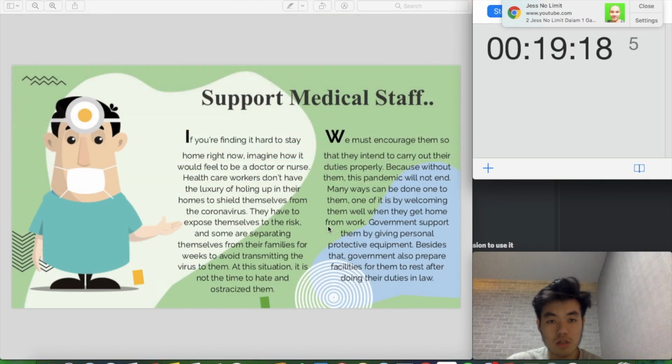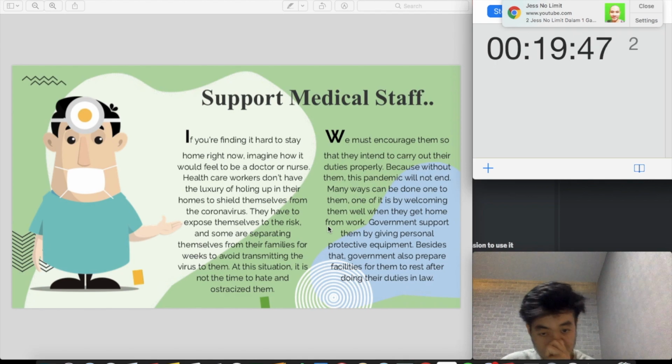So the last one is supporting the medical staff. If you're finding it hard to stay at home right now, imagine how it would feel to be a doctor or nurse. Healthcare workers don't have the luxury of holing up in their homes to shield themselves from the coronavirus. They have to expose themselves to the risks, and some are separating themselves from their families for weeks to avoid transmitting the virus to them.